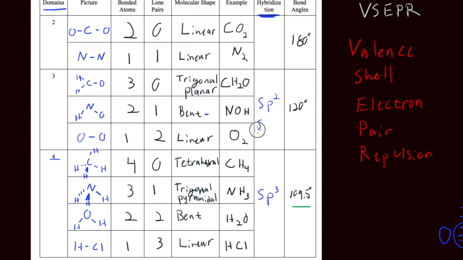Notice, I've got s, p, and p here. That's 3 letters for 3 domains. Here, I've got s, p, p, p. That's 4 letters for 4 domains. And so what do you think I'm going to have for my 2 domains? This is just going to be sp, 2 letters for 2 domains.